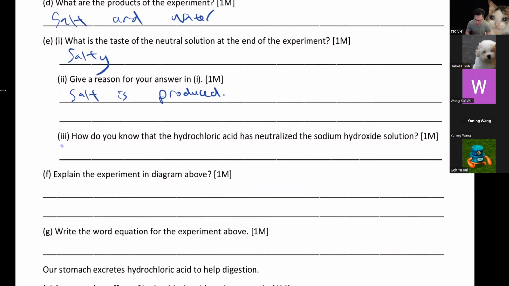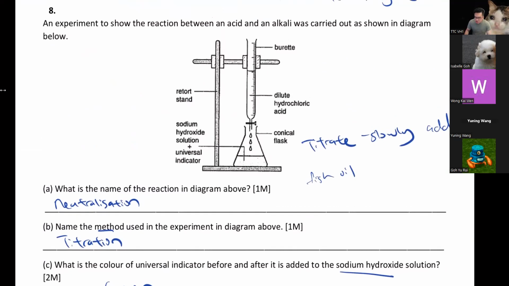So number 3, how do you know that the hydrochloric acid has neutralized the sodium hydroxide? How do you know this thing is neutral, guys? How do you know when it's time to stop?